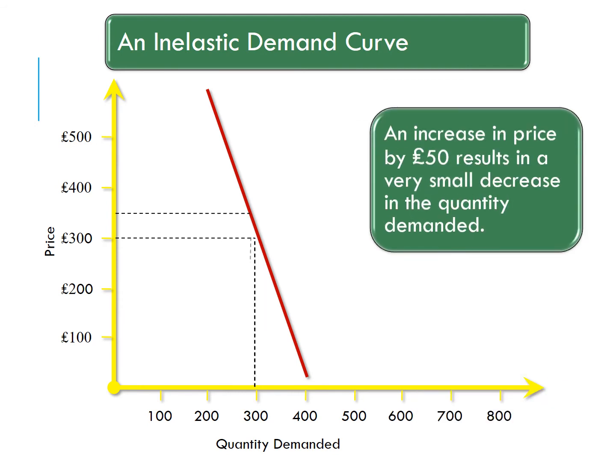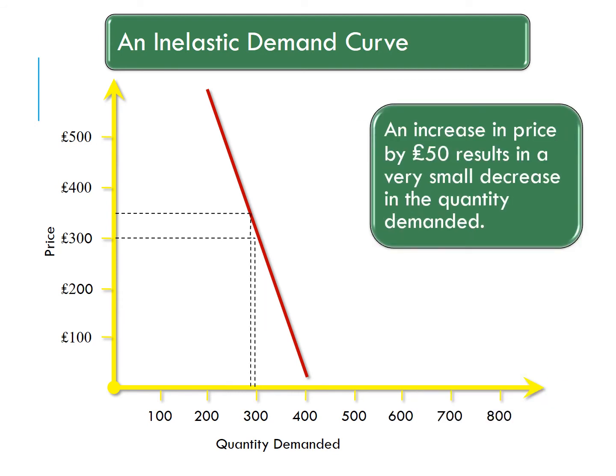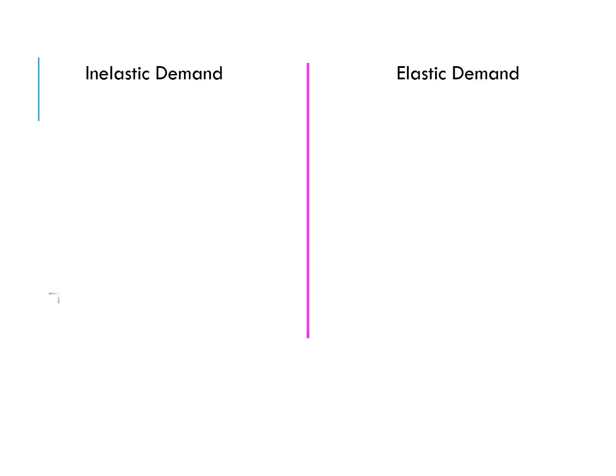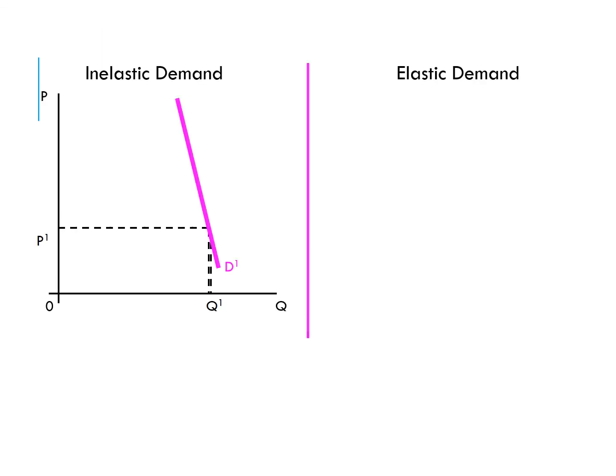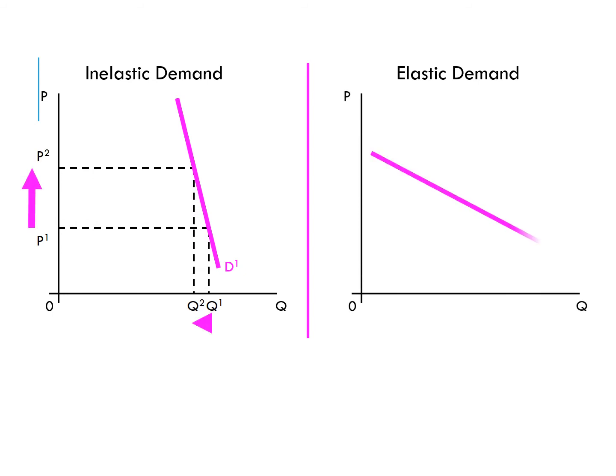However, if they were to raise the price, a small increase in price by £50 results in a very small decrease in the quantity demanded, and so actually their overall revenue would increase. So let's have a look at this now. On the left-hand side, price inelastic demand, and we raise the price from P1 to P2, we can see there's a small fall in quantity from Q1 to Q2.